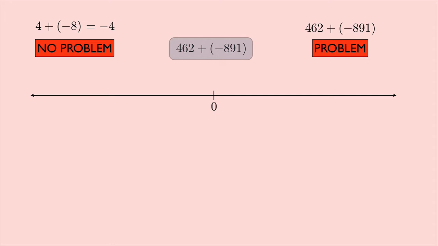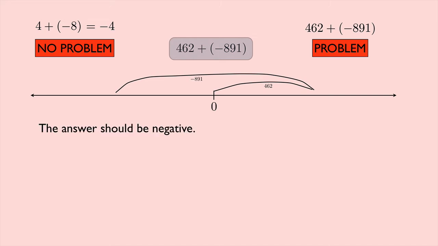In other words, if I start with the 462, that's going to be going to the right. And then from there, -891 is to the left, and it's going to be further past the origin. So the answer should be negative.